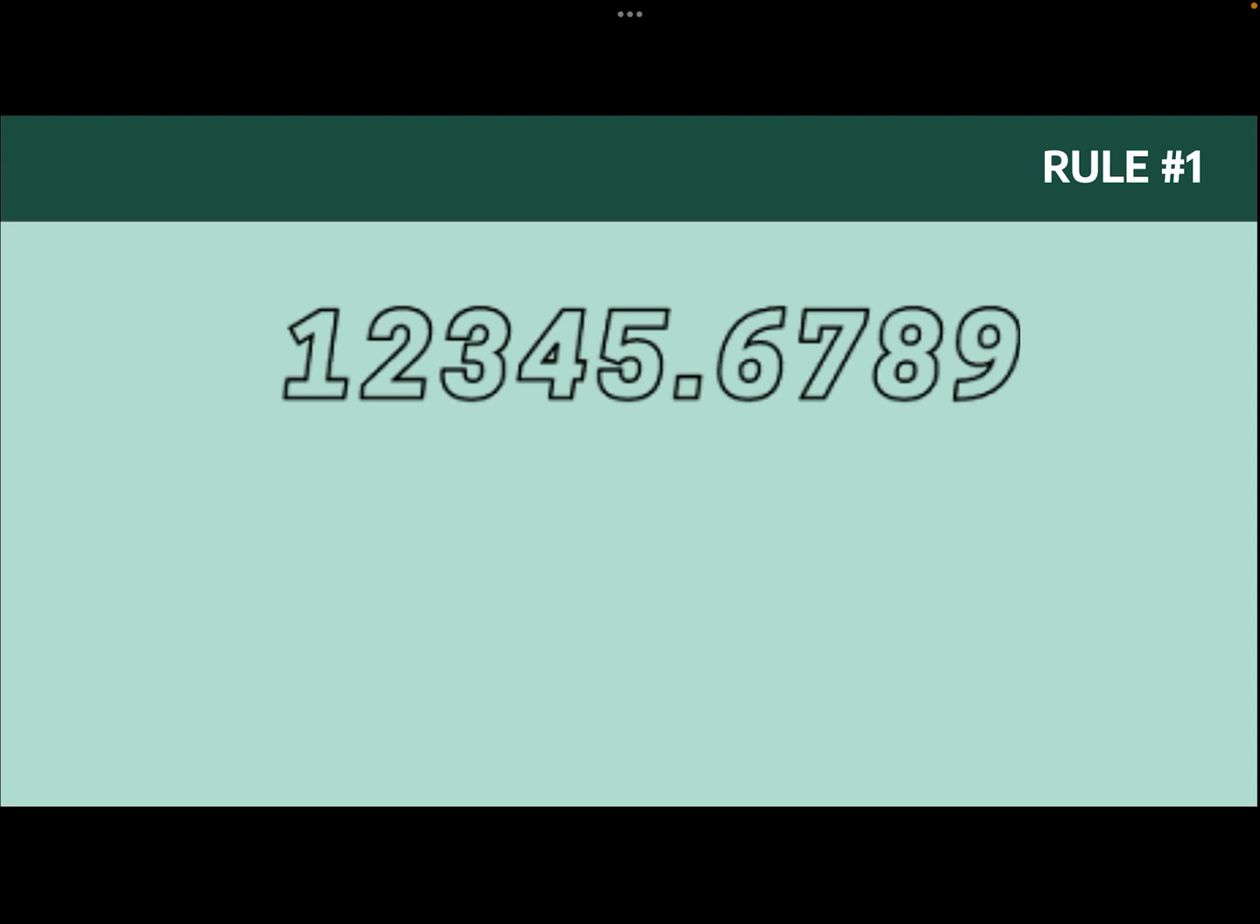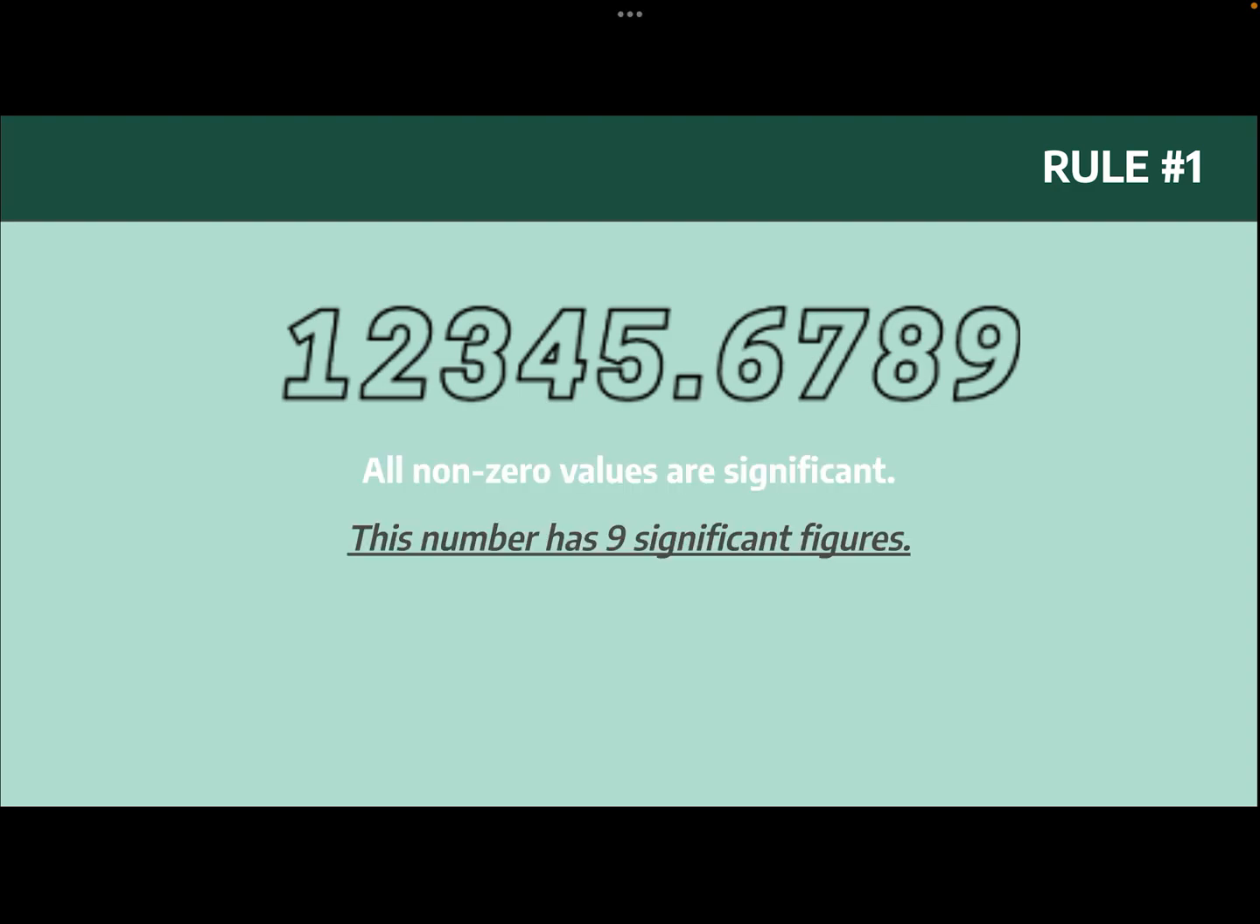So let's say I have a number that looks like this. The first rule of significant figures is that all non-zero values are significant. So all these numbers aren't 0. In that case, this would have 1, 2, 3, 4, 5, 6, 7, 8, 9. This would have 9 significant figures. That would be how significant that measurement instrument was. Great.